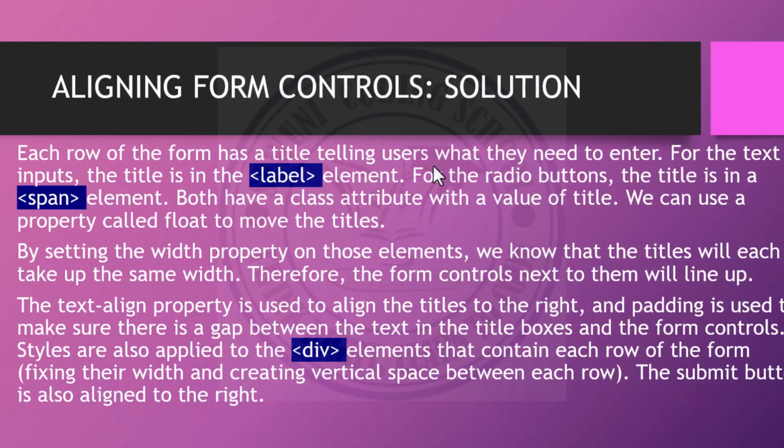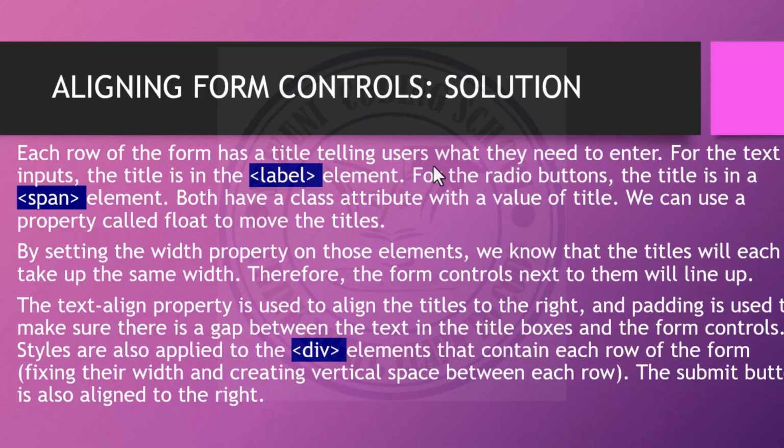So let's read the solution. Each row of the form has a title telling users what they need to enter. So you see first name, last name, date of birth, and what have you. Now for the text input, the title is in the label. For the radio buttons, the title is in the span. Both have a class attribute with a value of title.